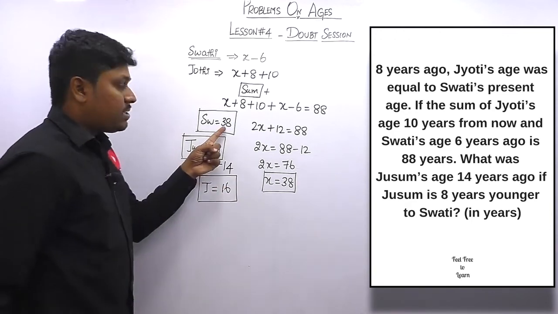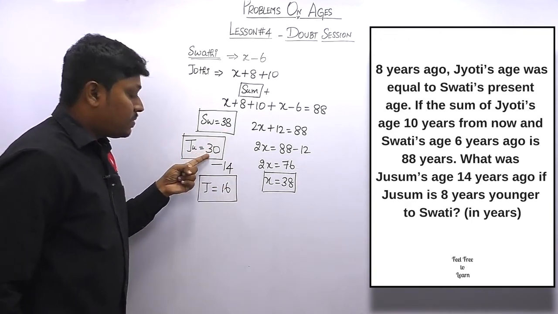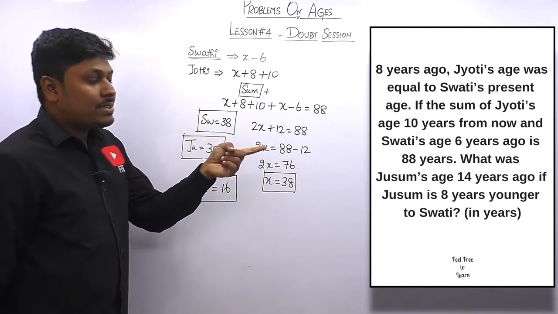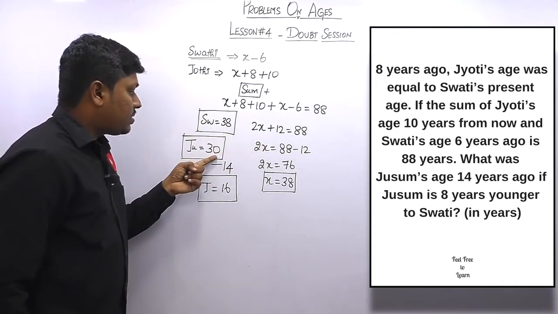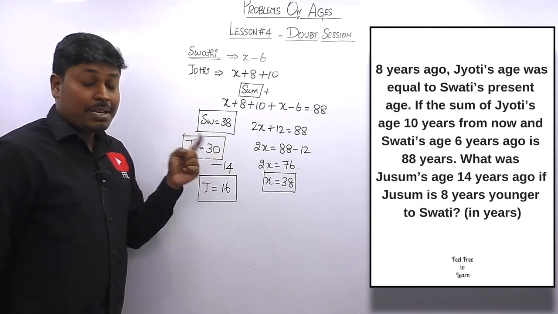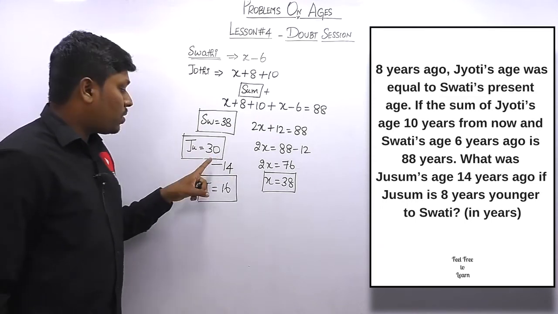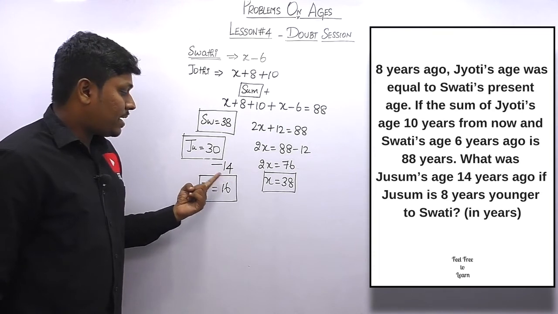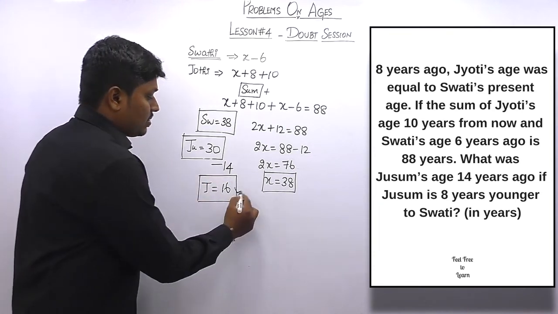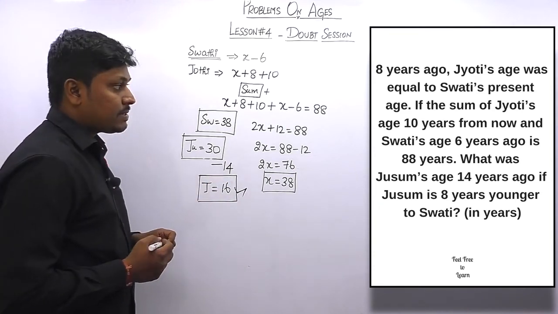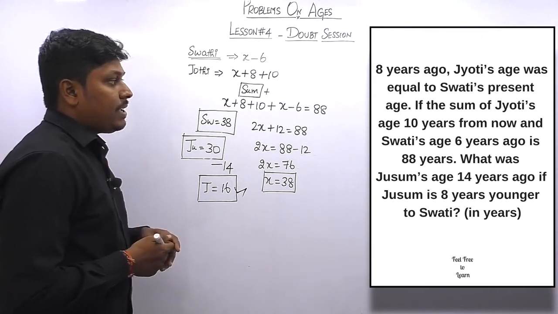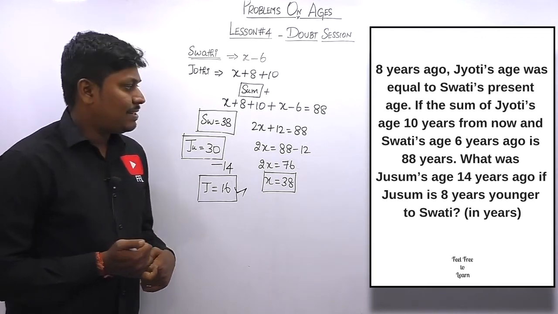So this is the present age of Swati, right? And the present age of Jusam is 30, and they are saying he was 8 years younger, so we have subtracted 8, so Jusam's present age will be 30. But our target is to find, 14 years ago, what was Jusam's age? 14 years ago, subtract 14, will be 16. So Jusam's age will be 16 years. Yeah, it's correct. So finally, the answer for question number 9 is 16.